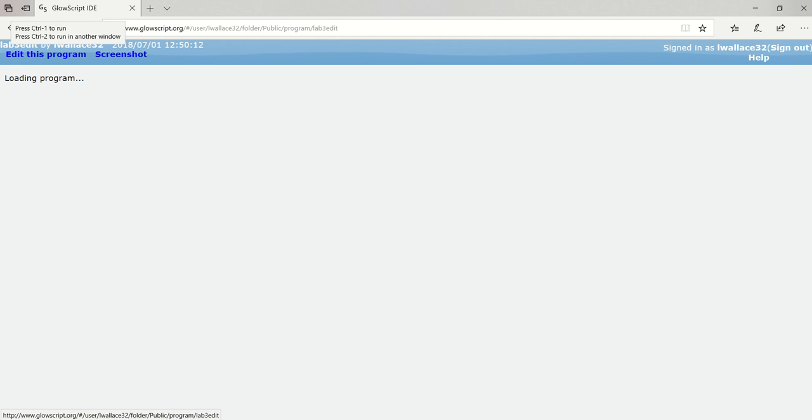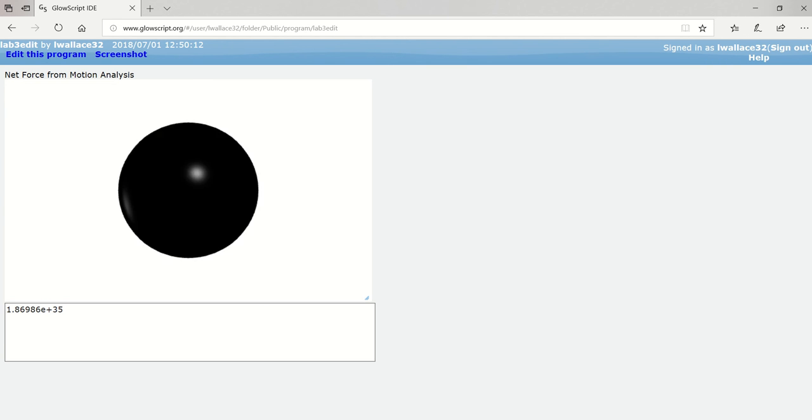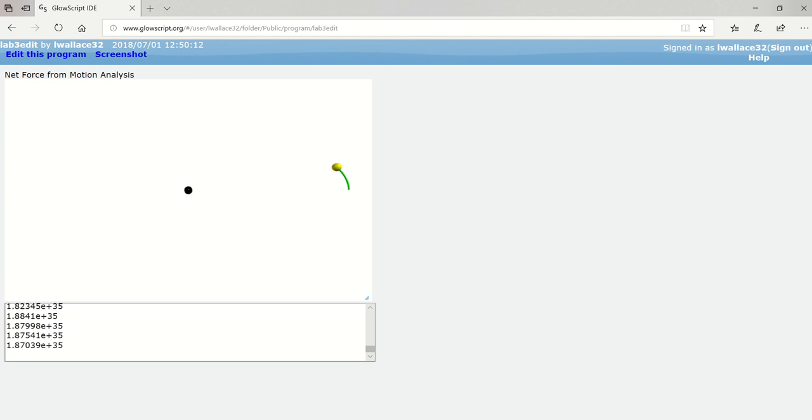When I run the code, you will see F net perpendicular, F net parallel, and F net shown by the arrows. As the star moves toward the black hole, the distance between the star and the black hole decreases while the gravitational force increases, which keeps the mass of the black hole relatively constant at 1.8656 times 10 to the 35th kilograms.